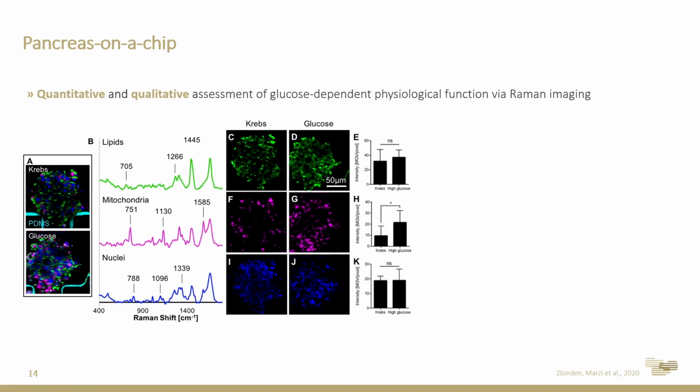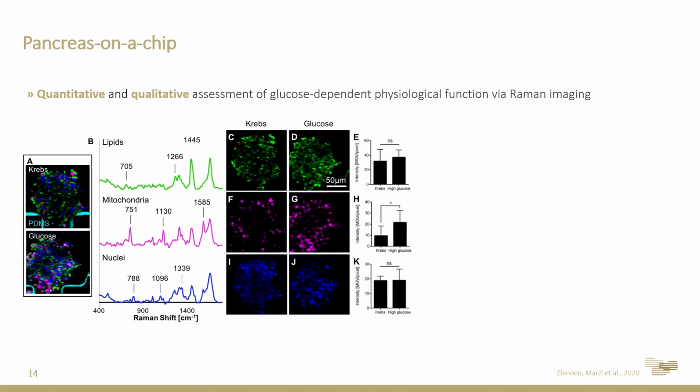And those were the Raman images that were generated once upon Krebs, which means low glucose medium, and then in the exact same setup, perfusion of a high glucose medium was achieved, and Raman images were taken at different times. Again, those are the false color-coded images of the major subcellular structures. We focused on lipids, mitochondria, and nuclei.